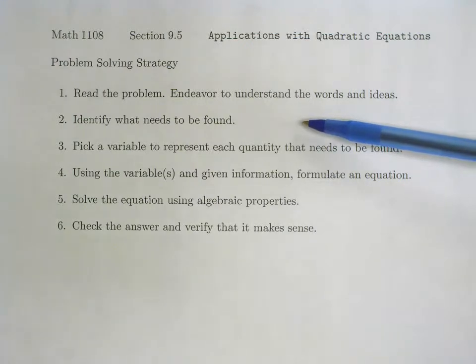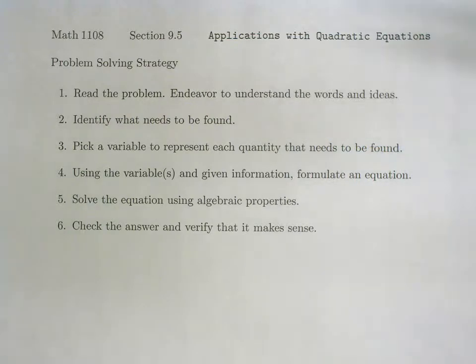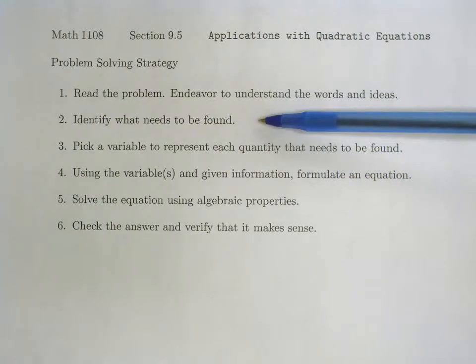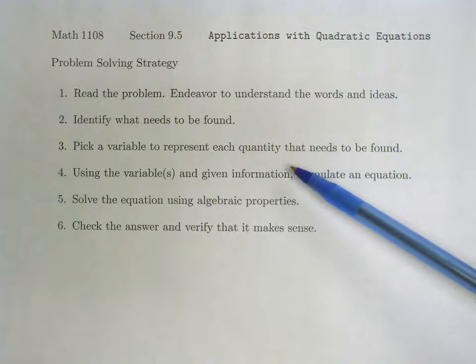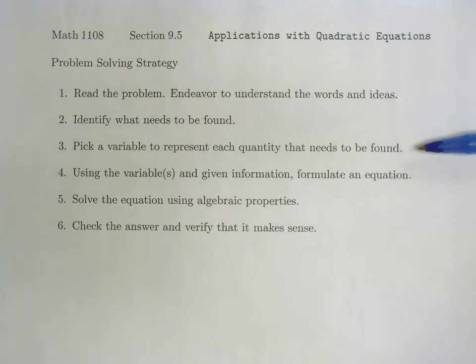After you have come to understand as much as you can, then identify what needs to be found. Usually that's pretty obvious if you look closely enough. And then pick a variable to represent each quantity that needs to be found. Oftentimes, and we've seen this in some of our previous work, you don't need to pick two different variables. You can pick a variable to represent one quantity and then use the same variable when you describe the other quantity, because information is often given that relates the two quantities. And I'll point that out when we work on problems today.